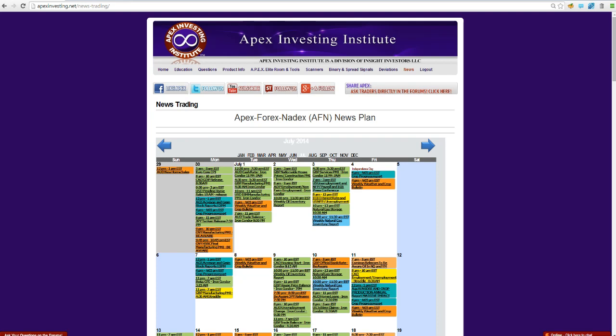Know when something is going to come out. And a lot of times on there, I'll say, here's the expectation of movement on average. So you can at least have an idea of how far the market usually moves when this report comes out.